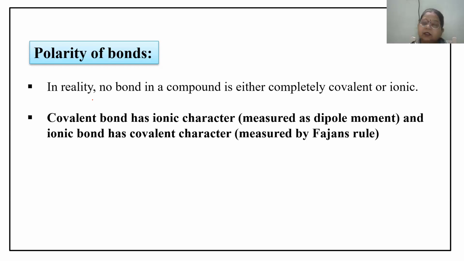It has an ionic character, which is measured by dipole moment. Please note it down in your minds as well as in your copies that every covalent bond has a certain ionic character, which we can measure with the help of dipole moment. Similarly, an ionic bond has a covalent character, which is measured by Fajans' rule. You get many questions on these concepts. They seem very small, very simple.